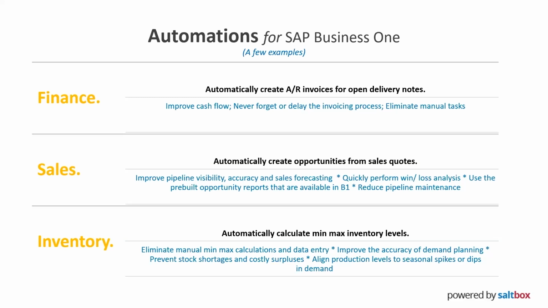And in inventory, an example might be to automatically calculate the min-max inventory levels. This could eliminate the manual min-max calculations and data entry and greatly improve the accuracy of demand planning, MRP runs, and things like that. So those are just three quick examples of how things can be done and automated in those various lines of business that we spoke about.